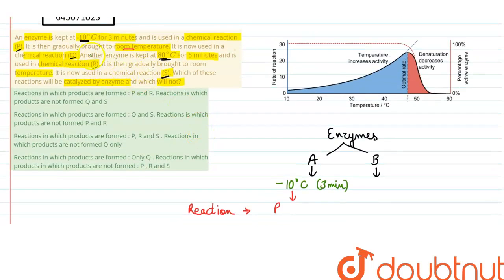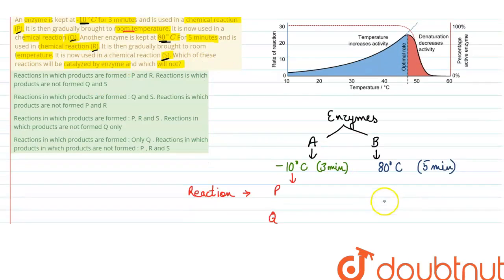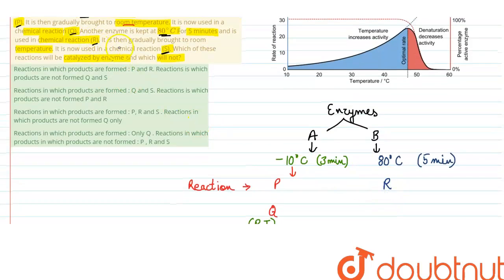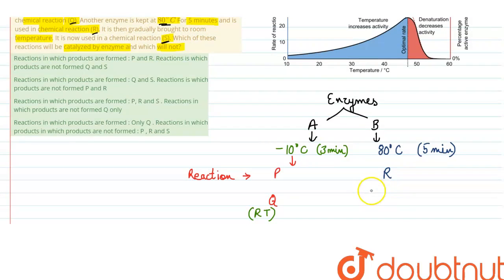Now the second enzyme, another enzyme, is kept at 80 degrees Celsius. That means this enzyme B is kept at 80 degrees Celsius for 5 minutes, right? And then after that it is used in chemical reaction R, and then it is gradually brought to room temperature, and after that it is used in chemical reaction S. So immediately it is used in the reaction R, then after bringing back to the room temperature it is used in the chemical reaction S. So we need to tell in which of these four reactions the product will be produced.